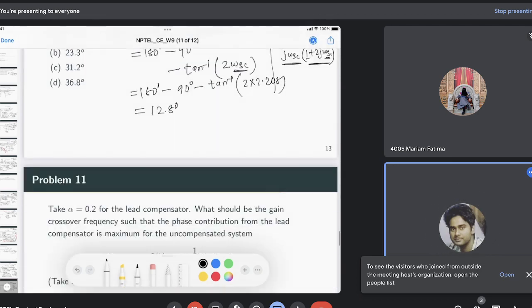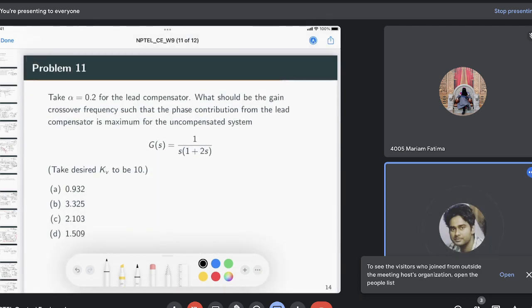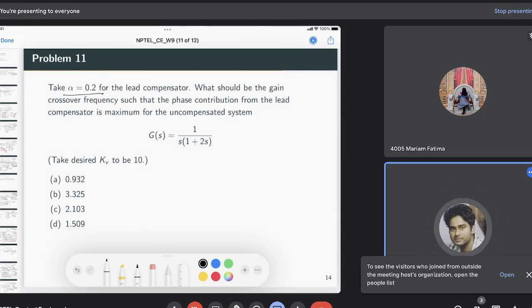In the next question we will be using a lead compensator to improve this phase margin. So the lead compensator in the s domain is K times alpha times (1 plus sT) by (1 plus alpha sT). You can also denote K times alpha by K prime, so it will be K prime times (1 plus sT) by (1 plus alpha sT).